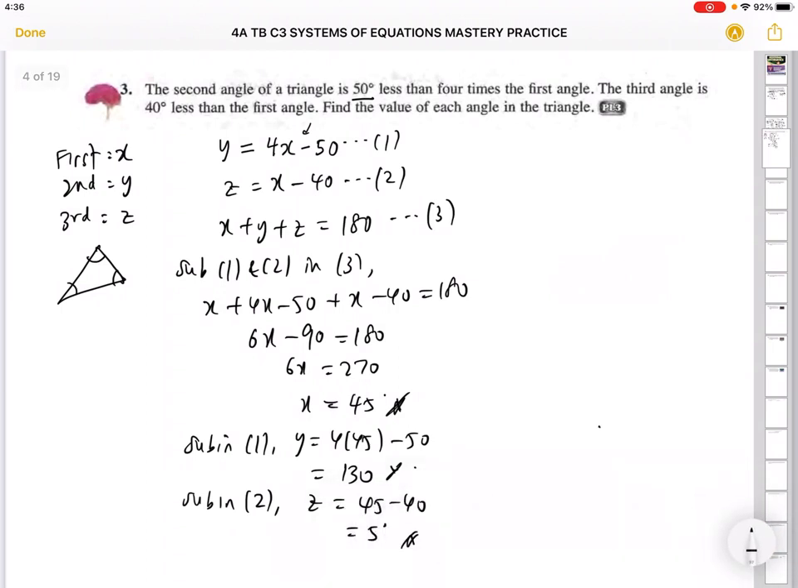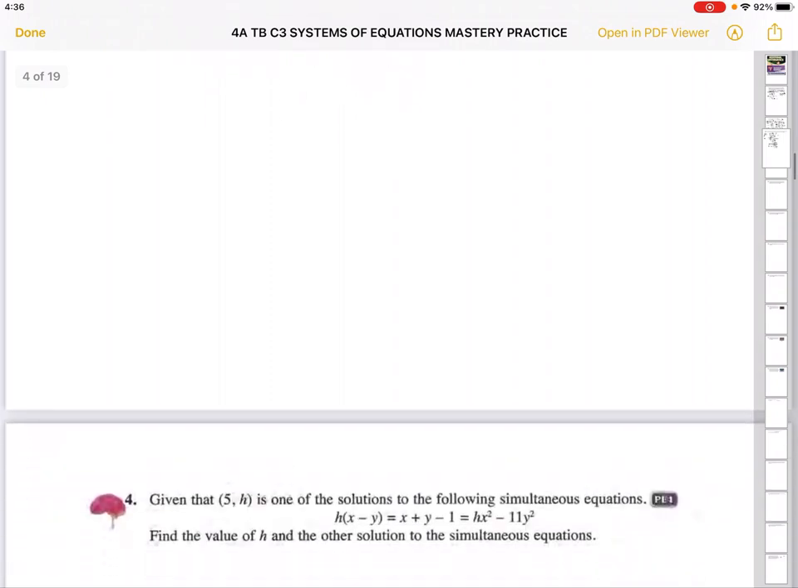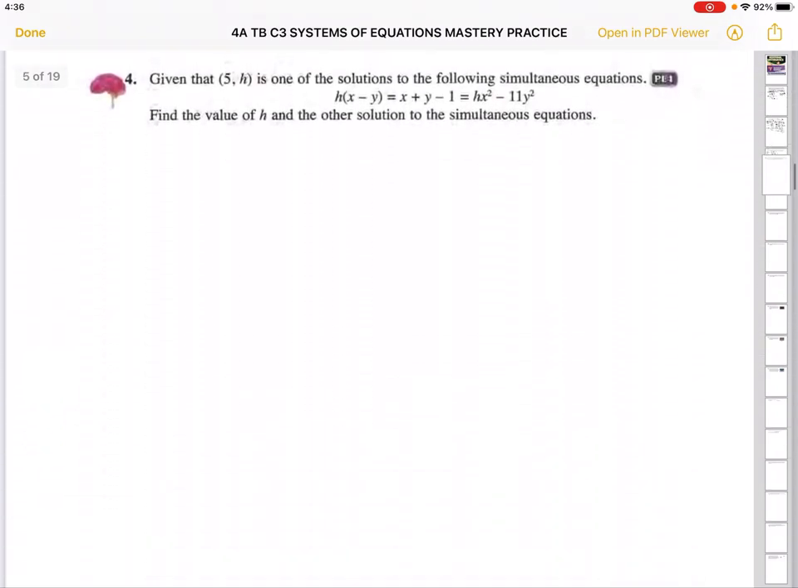So just take note of the difference in the answer. If you try it out yourself and don't believe 100% what I say, you have to work it out yourself. Compare your answer with my answer and also the answer in the textbook. Okay. All right. So that is question number 3.